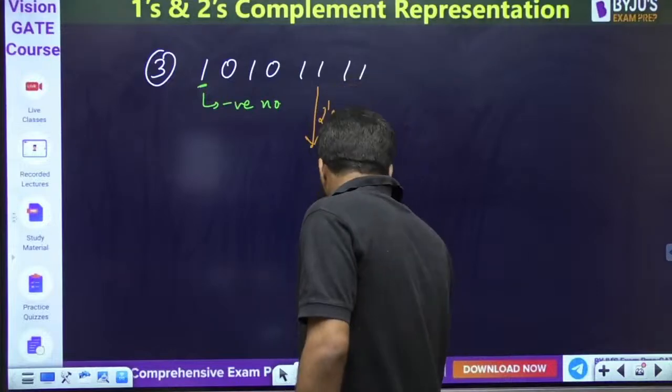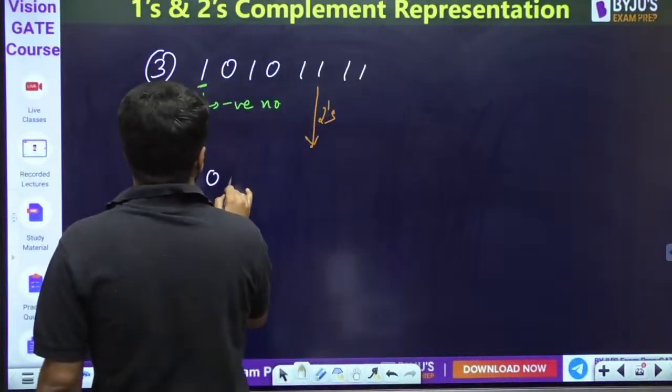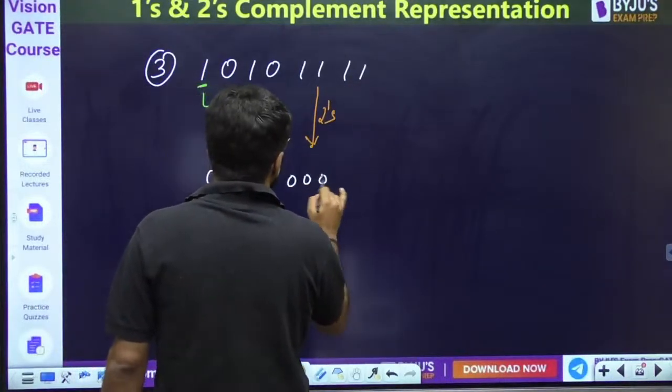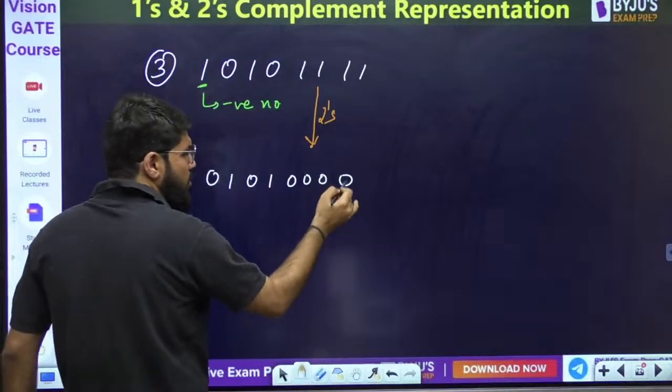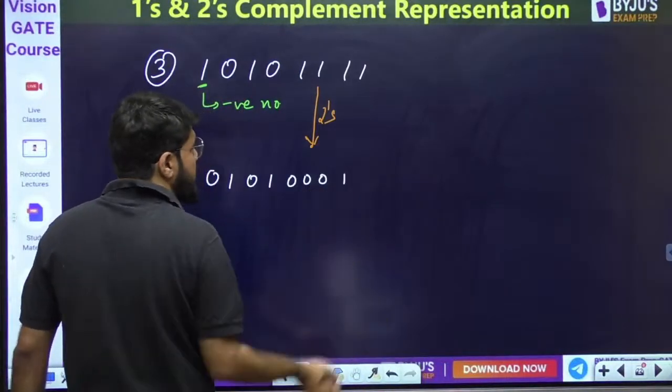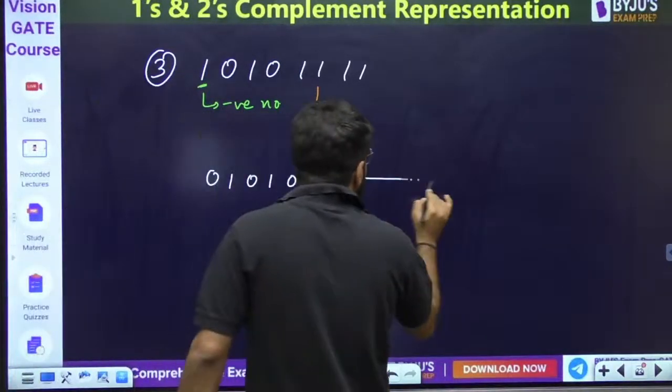So take the 2's complement again. So it becomes 0, 1, 0, 1, 0, 0, 0, 0. This is the 1's complement. Add 1 to the rightmost digit. So the rightmost digit also becomes 1. Now, what is its decimal value?